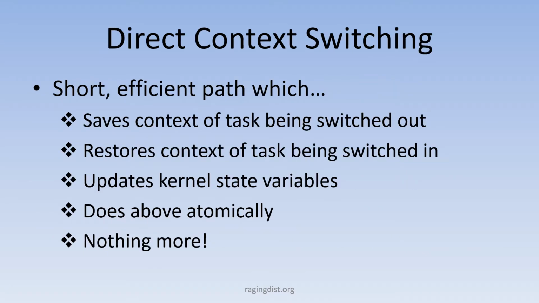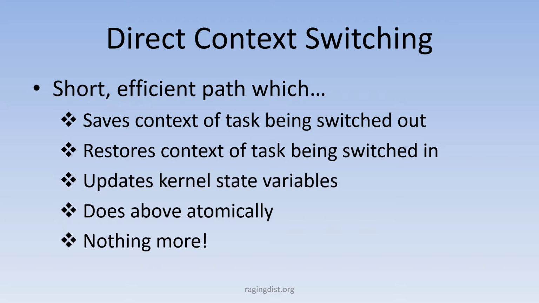Now, there is something I call a direct context switch, direct context switching, and I'll get into this in a few slides. But a direct context switch, by my definition, is a short, efficient path which does the following. It saves the context of the task being switched out, restores the context of the task being switched in, and it updates some kernel state variables to keep track of which current task is running. And it does all this atomically, and I should say it does it quickly, and it does nothing more.